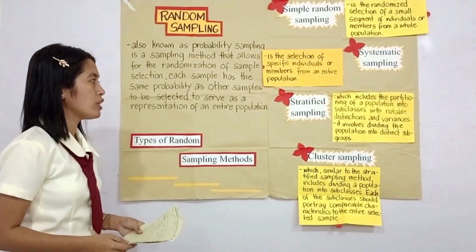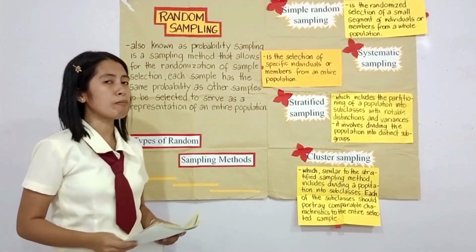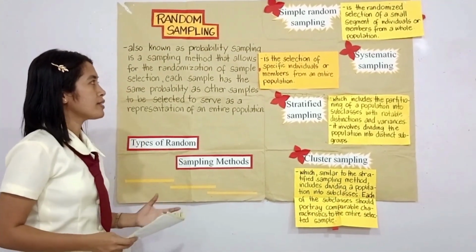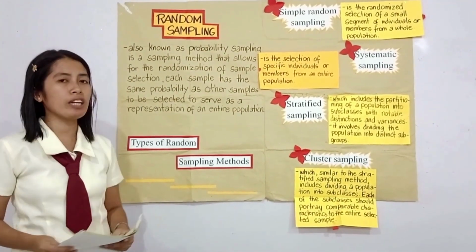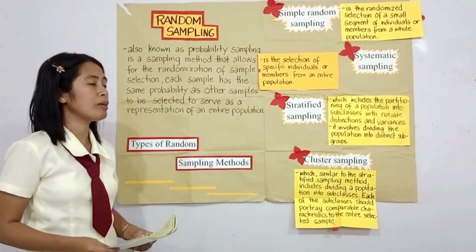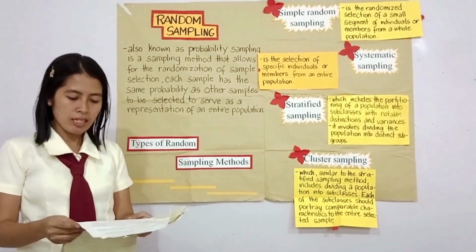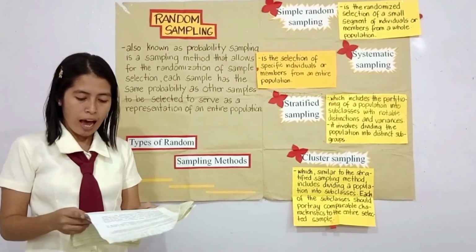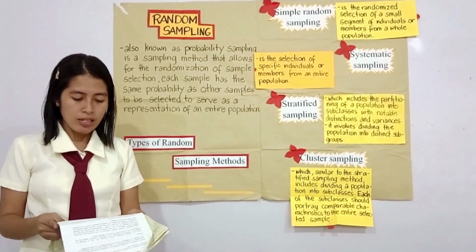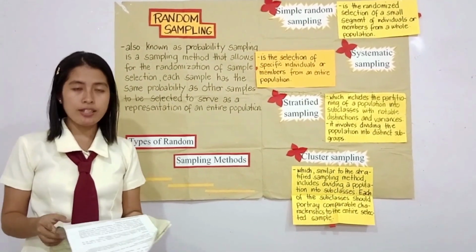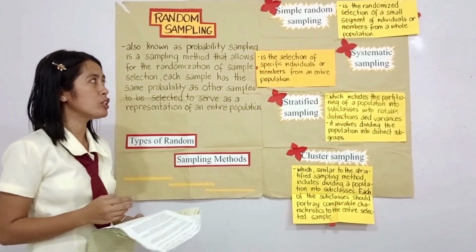The second method is systematic sampling. Systematic sampling is a selection of specific individuals or members from an entire population. The selection often follows a predetermined interval. The systematic sampling method is comparable to simple random sampling.